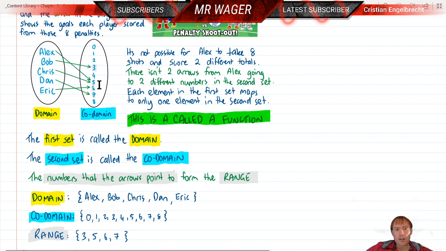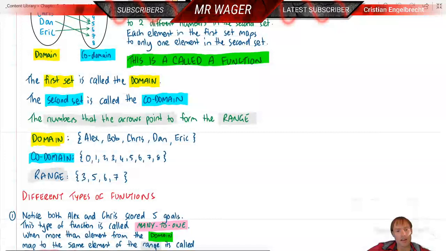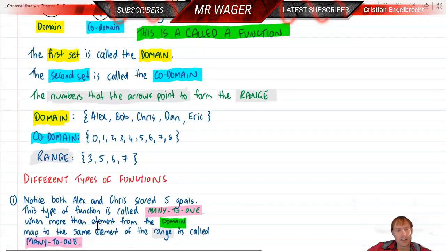I haven't included 5 twice in the range. That's because we don't need to say the numbers if they've happened twice. So every single time a number has got an arrow pointing towards it, I've just listed it here. That's called the range. That's your output values. That's your answers, I guess. There's different types of functions. Okay, so we're going to talk about a few of these different types of functions.